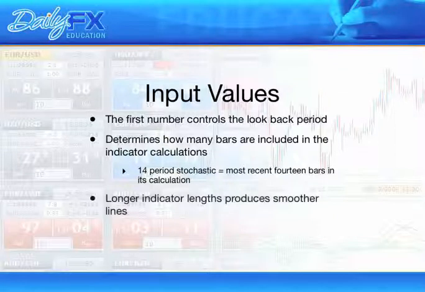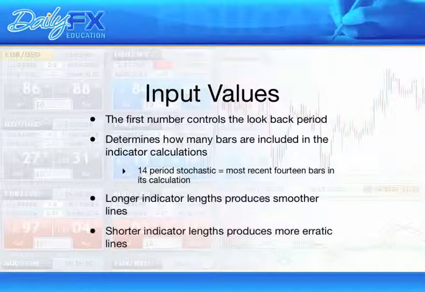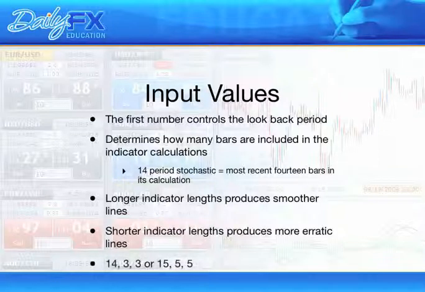Longer indicator lengths produce smoother indicator lines, and shorter indicator lengths produce more erratic indicator lines. Indicator lengths affect the number of buy and sell signals generated. You're welcome to try out these different input features, though our general recommendation is to use slow stochastics on either a 14, 3, and 3 setting or a 15, 5, and 5 setting.